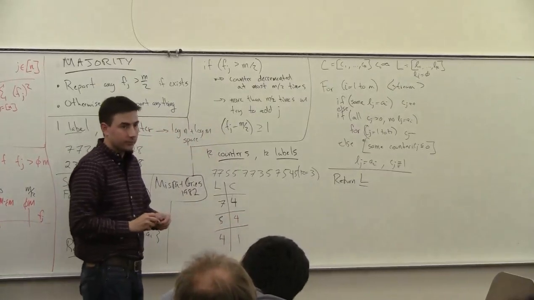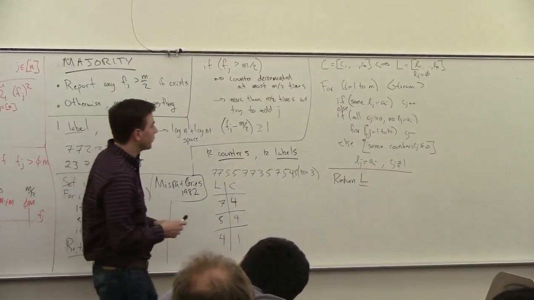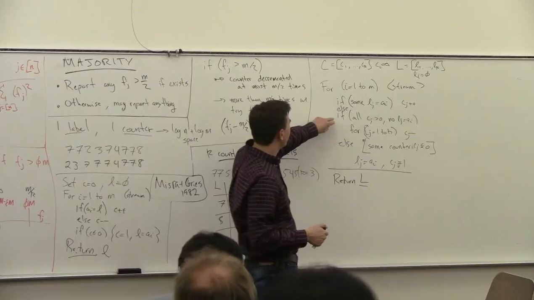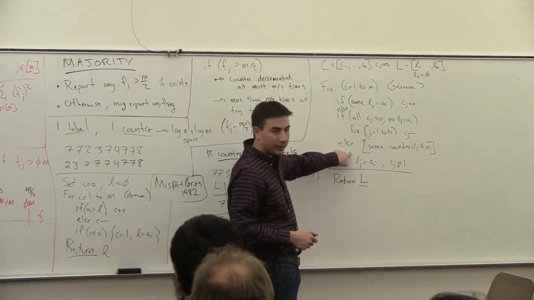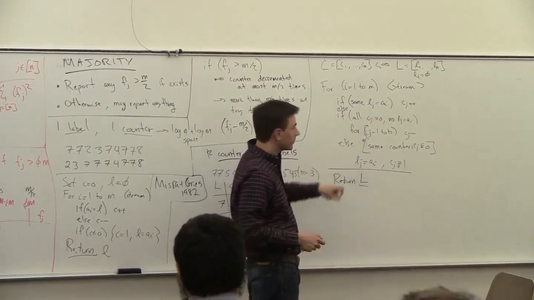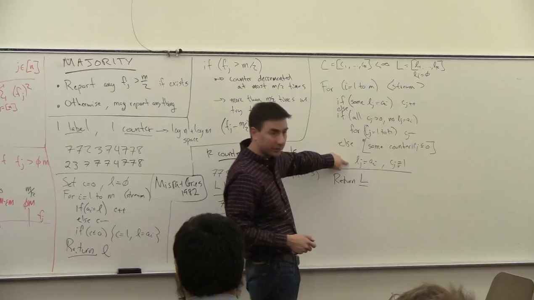So if any counter gets decremented to 0, it gets replaced by what did it? Yes, right. So that's what happens. We're decreasing everything, and if it was zero, then this guy gets replaced.